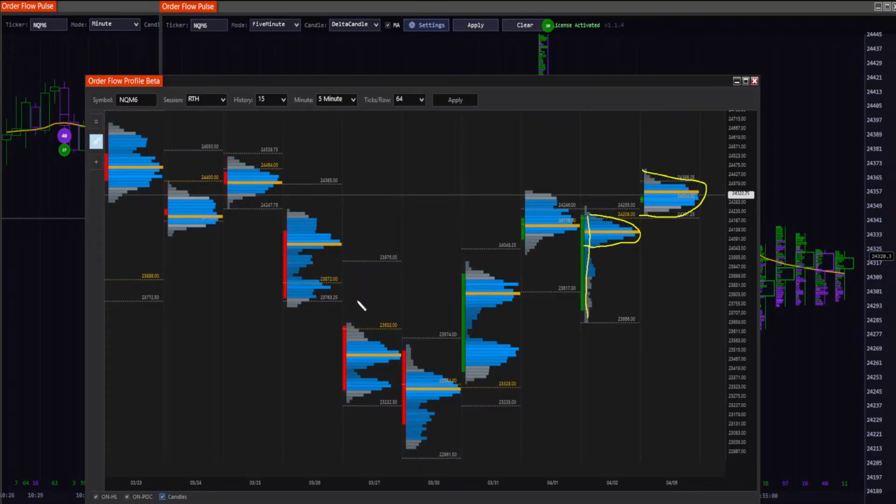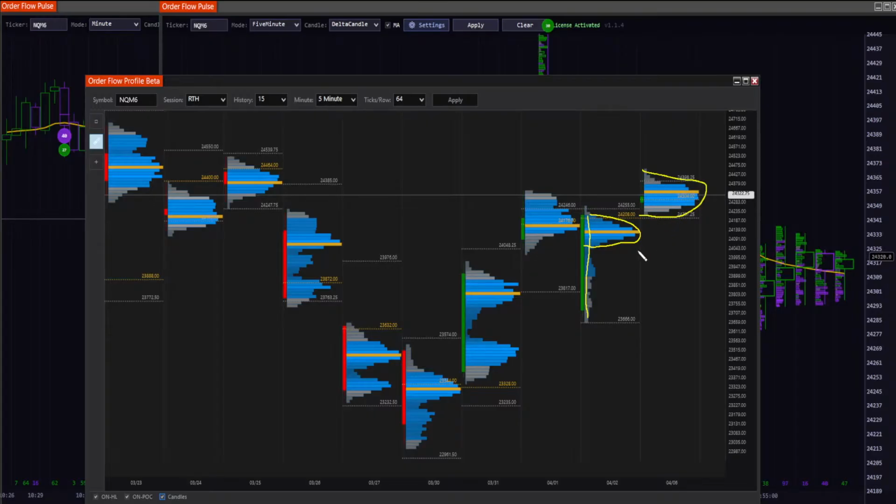I'm going to release this tonight. So when you do an update for Order Flow Pulse, you'll get this beta of the order flow profile. You'll get the beta version. So this is where we're at.